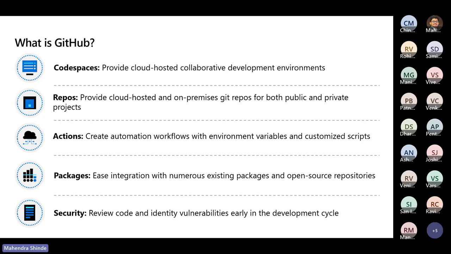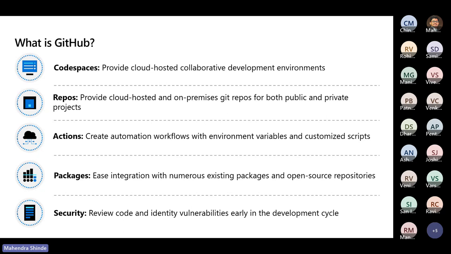Then we have GitHub Actions, which is similar to Azure Pipelines. It is used for automation workflows with environment variables and customized scripts. It's written in YAML, by the way. GitHub Packages, just like Azure Artifacts: you can build and package your application on GitHub Packages and later use those packages for the deployment.